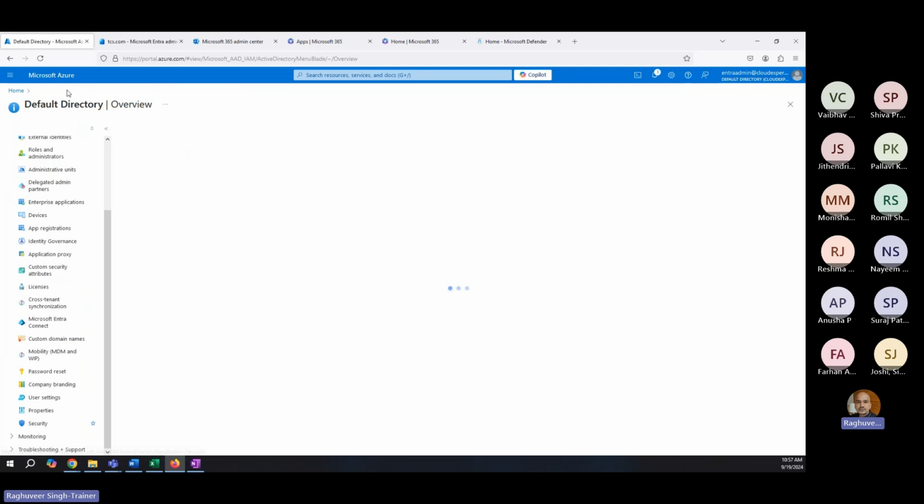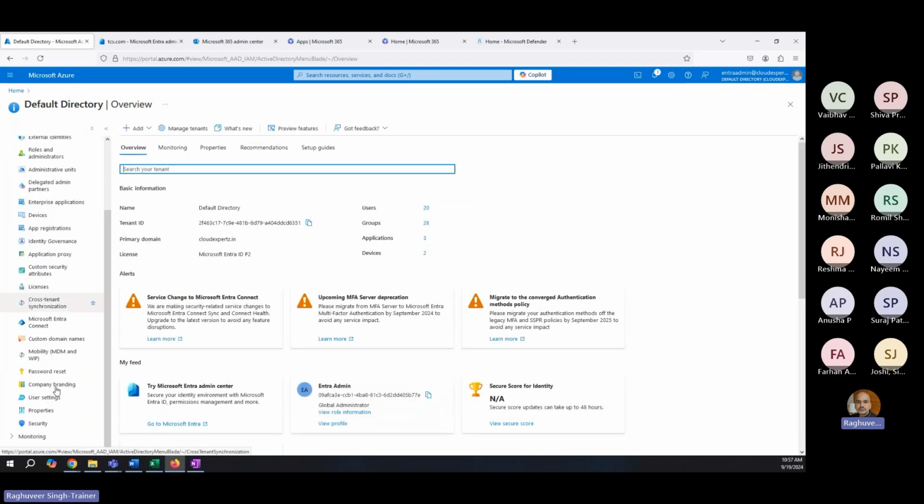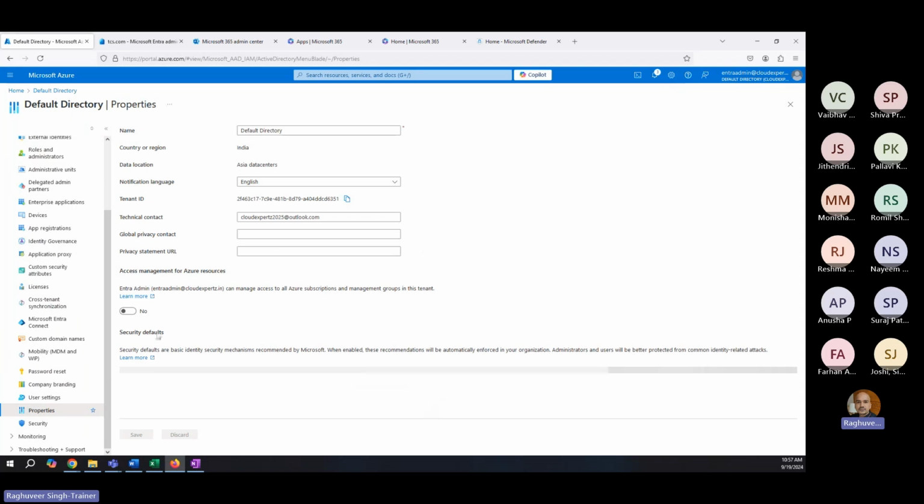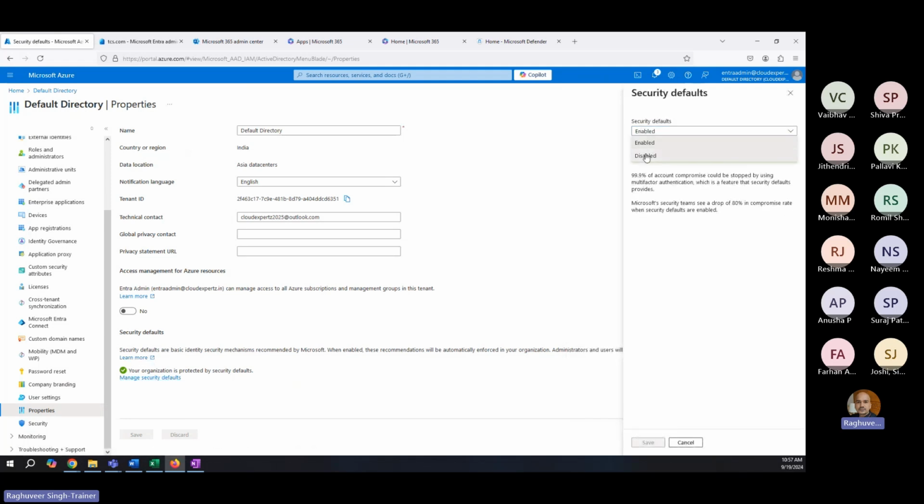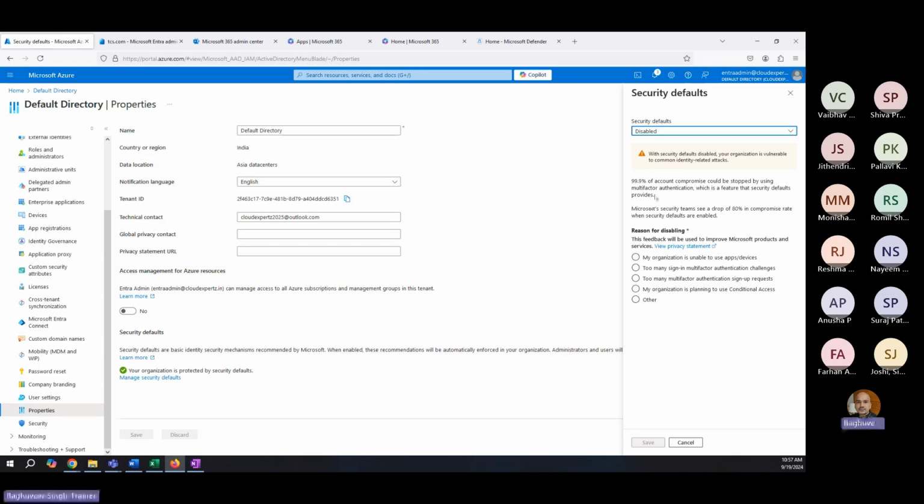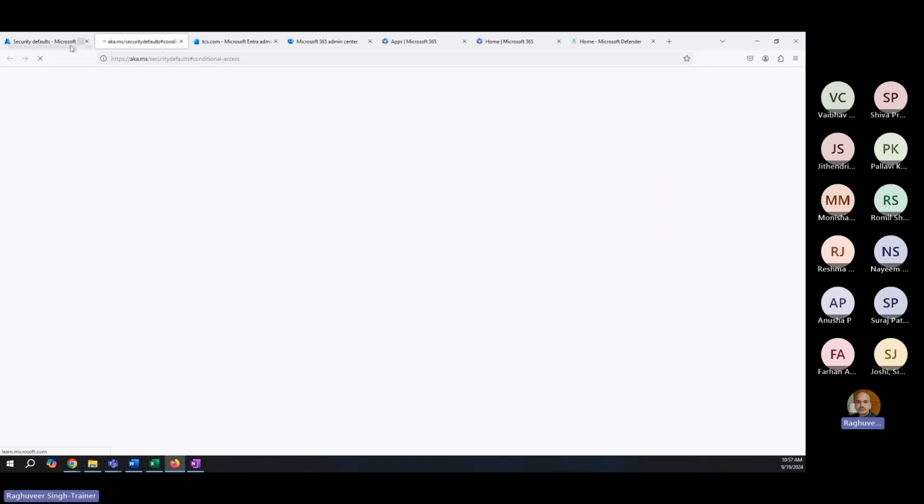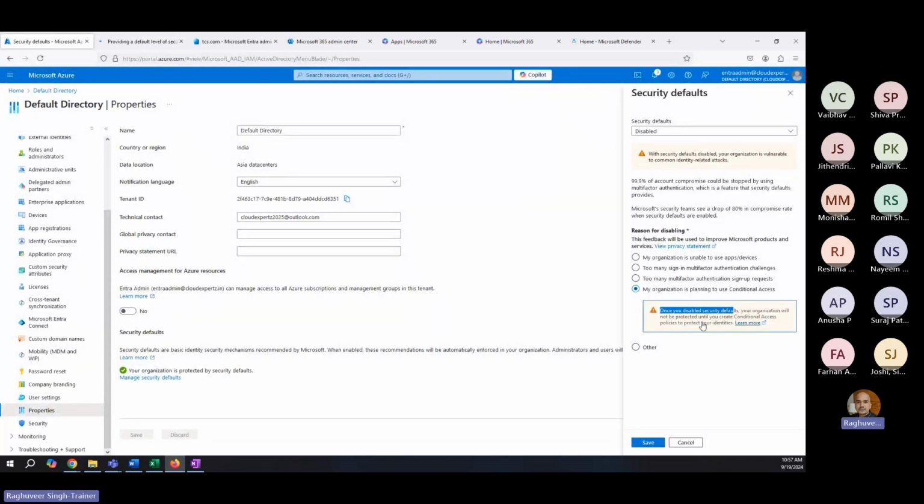Where do you go and disable security defaults? Go to properties, and at the bottom you will see the security defaults option that can be disabled. You can click on manage security defaults and disable it. When you disable it, it asks the reason for disabling. So you can say that my organization is planning to use conditional access. It also says once you disable security defaults, your organization will not be protected until you create conditional access policies to protect your identities.